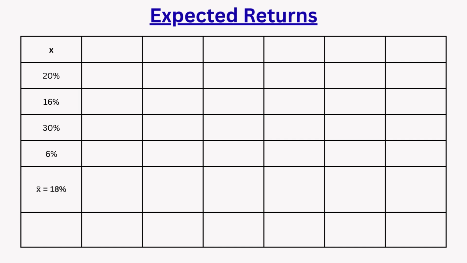Now, you may see that there is deviation in the returns. In first year it was 20%, in the second year it was 16%. There is a fluctuation of 4%, right? And by end of fourth year the returns were 6%. There's a major fluctuation here. So we will have to find the average risk involved in investing in X. So we will find the variance.